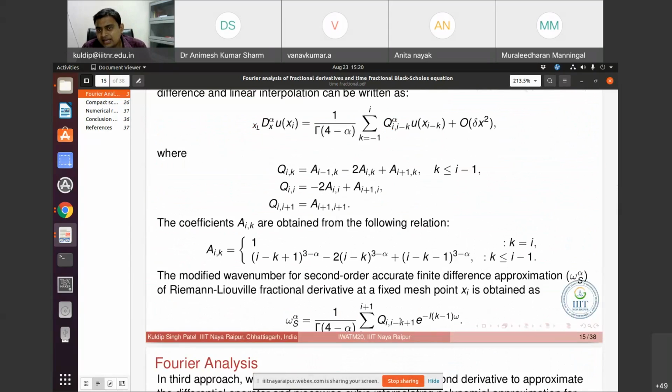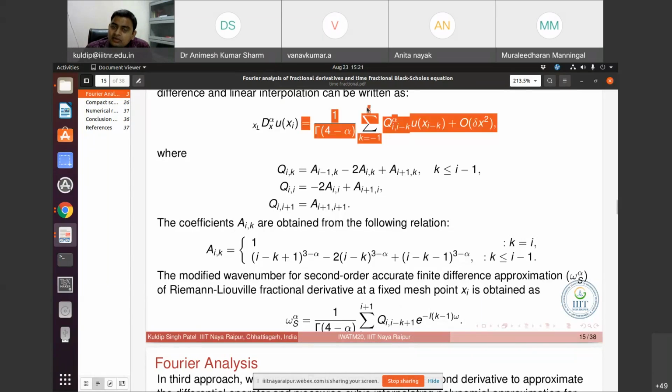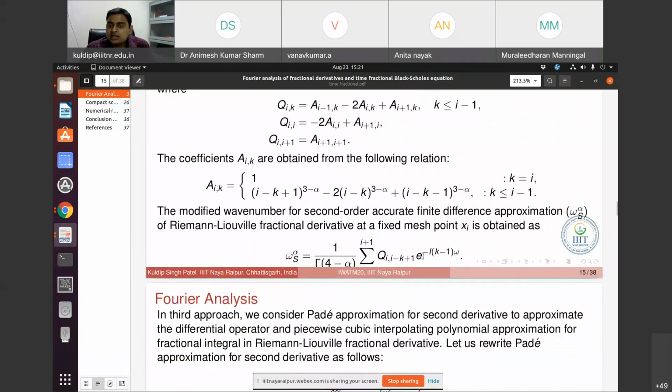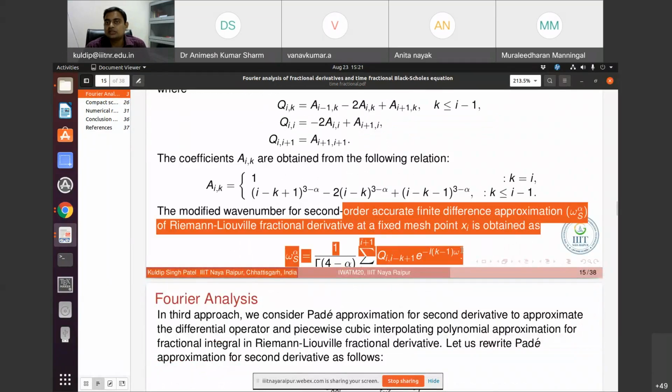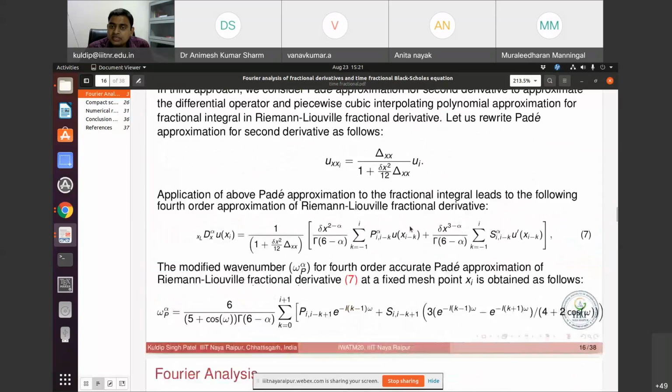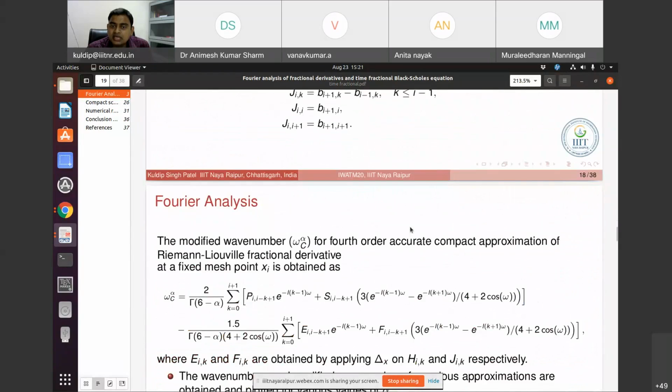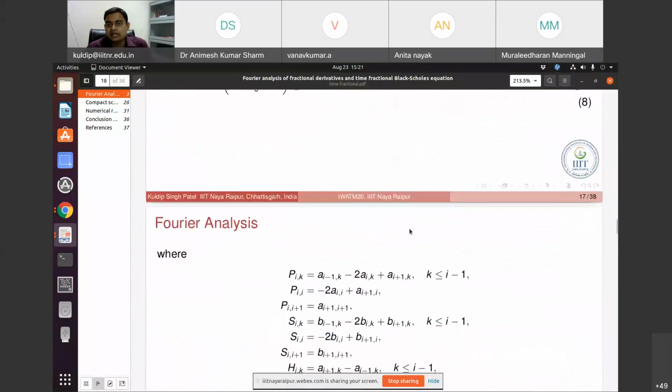If you get the modified wave number for a finite difference approximation, we get simple expressions: cos omega, sin omega, 1 minus 2 cos omega. But here you're getting a summation from minus 1 to i. You are accumulating all the information from previous points to this one. So this is what we got, the modified wave number for the second order accurate finite difference approximation. I do believe this is not very clear, but once I come to this figure, everything will be clear.